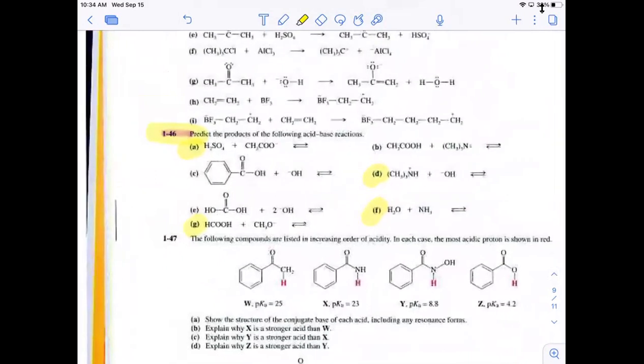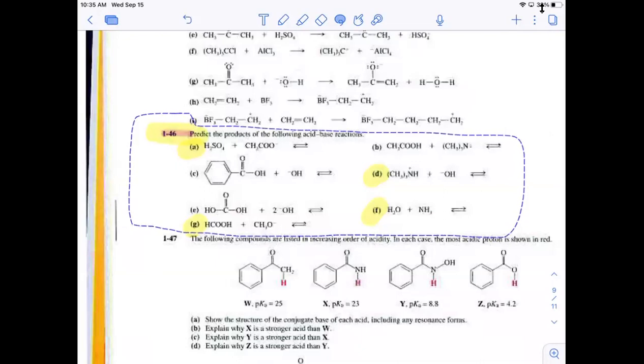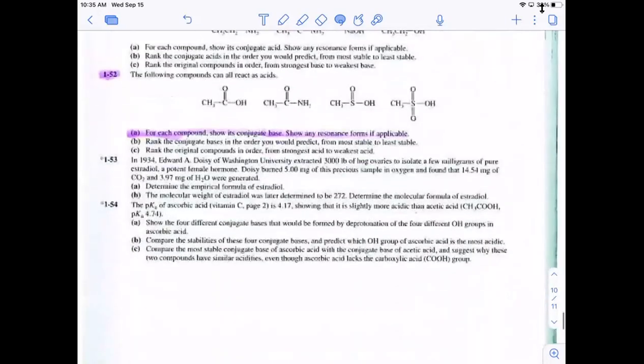So I'm going to copy this and put it on another page. And we're going to do the same thing. We're going to predict the products. We're going to put the arrows in. We're going to discuss the equilibrium, and we're going to discuss the differences in pKa. So we'll lump in all of our skills, and the more we do, the better we're going to get. Let me add a page in here.